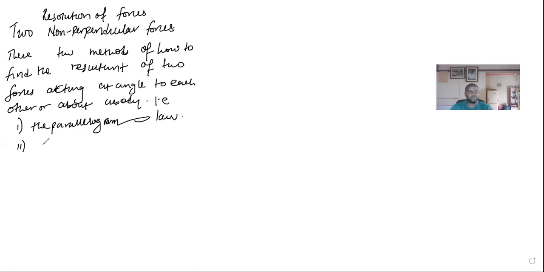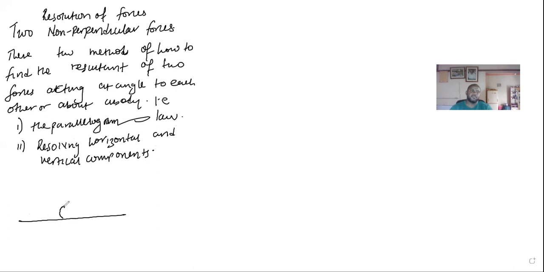Then two, is what we call resolving horizontal and vertical components. Whereby, for example, if I have a body like this one, and this body has two forces acting on it. One force P, there's another force Q. But these two forces have an angle theta between them.